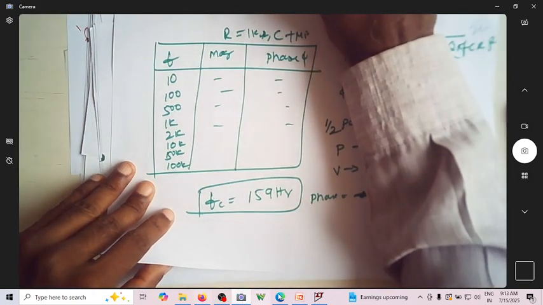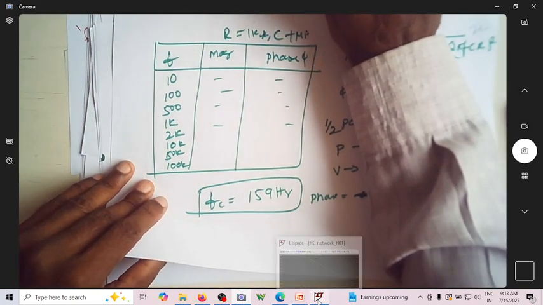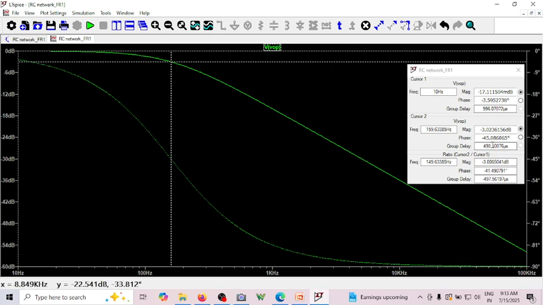You can just go back and see at that frequency. Can you see at this frequency what is the phase? Phase is minus 45 degree. So you're going to have a phase of minus 45 degree at cutoff frequency.